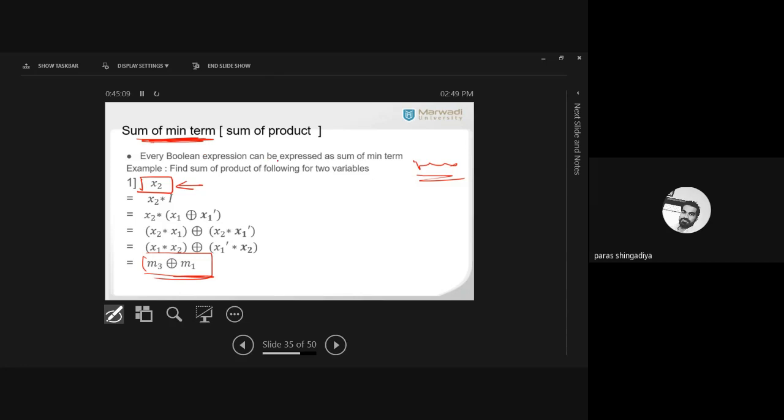So here every Boolean expression can be expressed as a sum of minterm. Every Boolean expression, it can be expressed as a sum of minterm. ठीक है. Sum of minterm means minterm का addition से आप उसको express कर सकते हैं. ठीक है. So how we can express it here? Let's check it in the first example. So in the first example, what is the question is that you find the sum of the product, otherwise a sum of minterm. Both are same. Sum of the product, otherwise sum of the minterm of the following for the two variable.